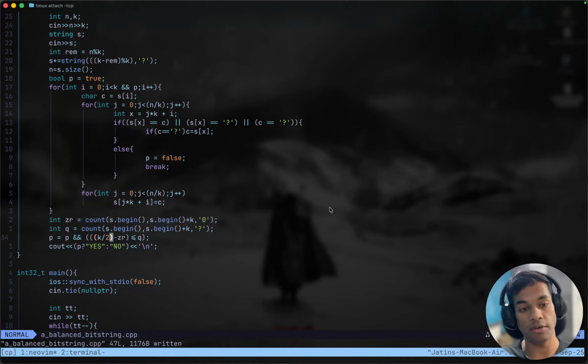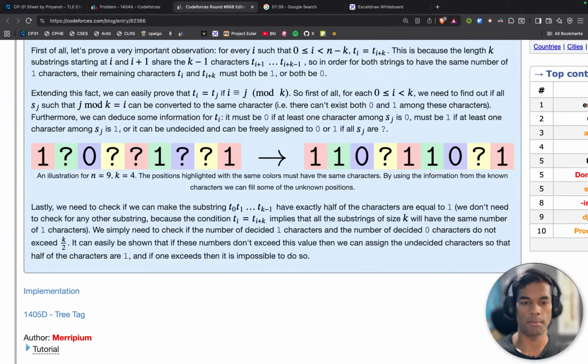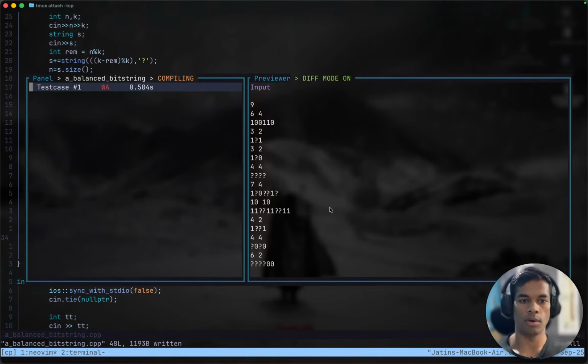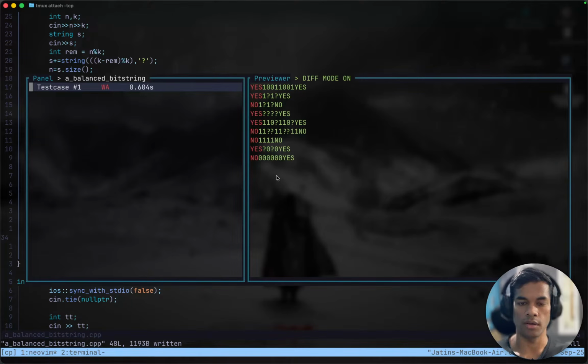K minus k divided by 2 is the number of zeros that I need. ZR is the number of zeros that I do have. That has to be smaller than or equal to Q. So k divided by 2 minus ZR is the number of extra zeros that I need. And if the number of extra zeros that I need is smaller than or equal to Q, then we are happy. But it is somehow not the case. We are not happy. Why?